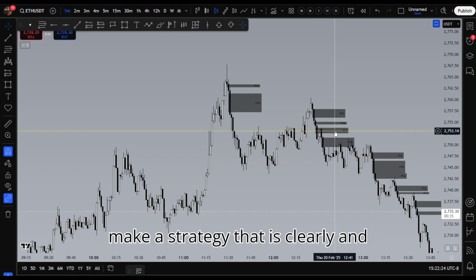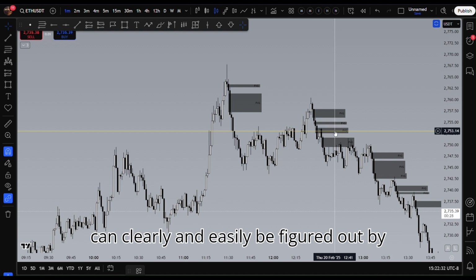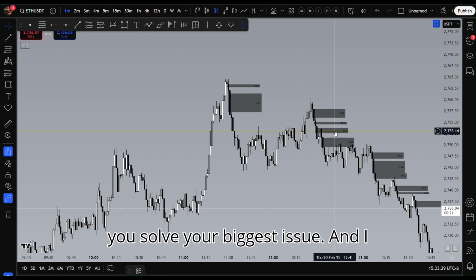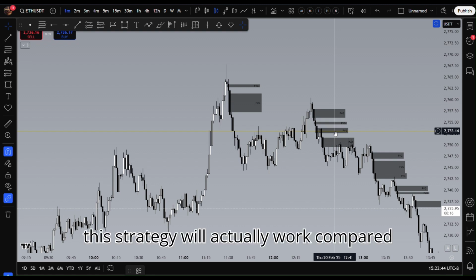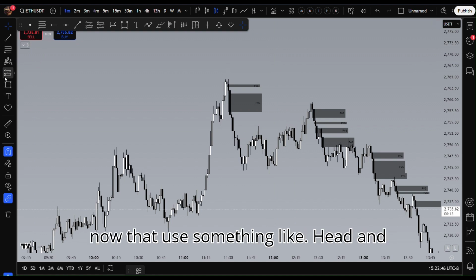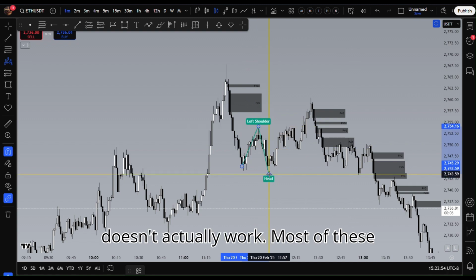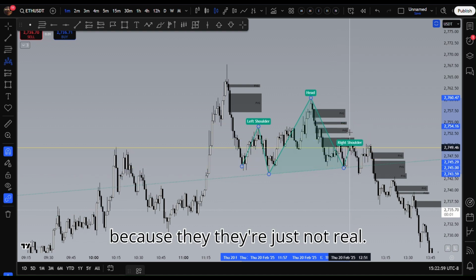If you can make a strategy that can clearly and easily be figured out by an algorithm or even a person if they read a document, then you solve your biggest issue, and I guarantee that most likely this strategy will actually work compared to all of the strategies out there right now that use something like head and shoulders or cup and handle that doesn't actually work. Most of these strategies again are failing right now because they're just not real.